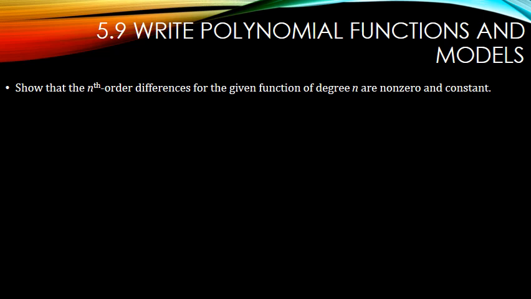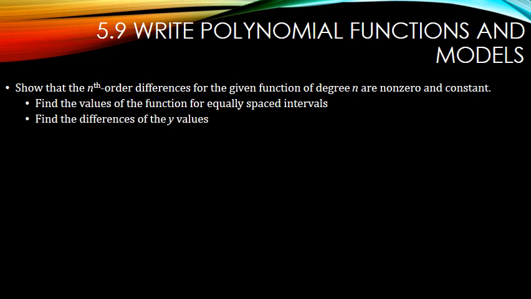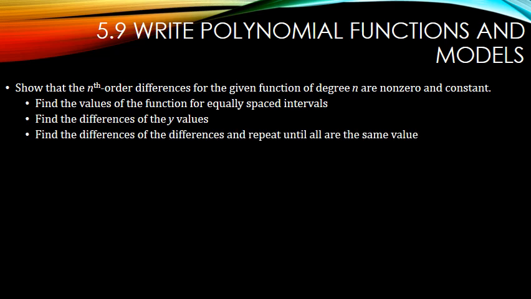Otherwise, it gets more complicated. And to build up for that, we need to show that nth order differences for the given function of degree m are non-zero and constant. So we need to find values of the function for equally spaced intervals, and then find the differences of the y values. Then you find the differences of those differences, and you repeat until they're all the same value.